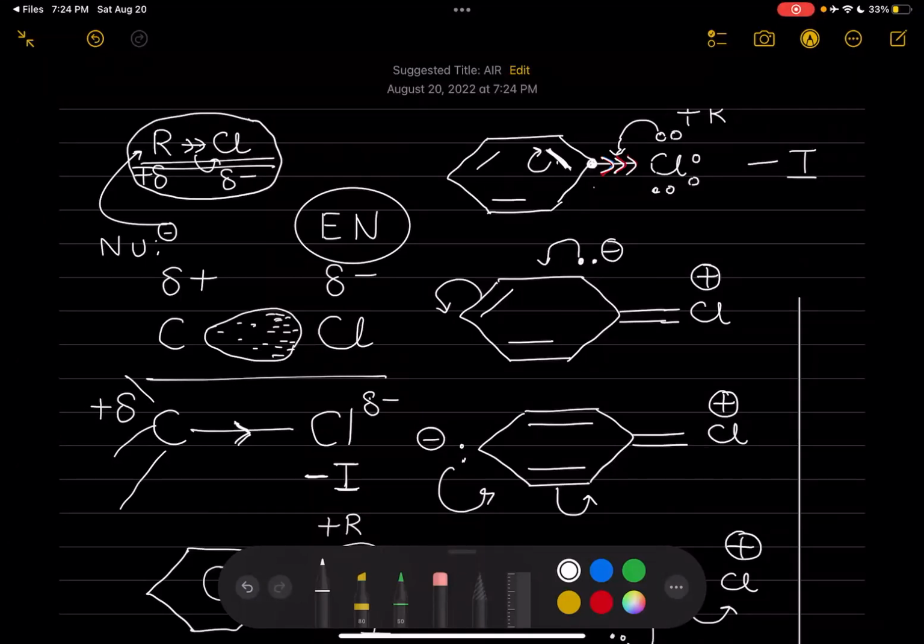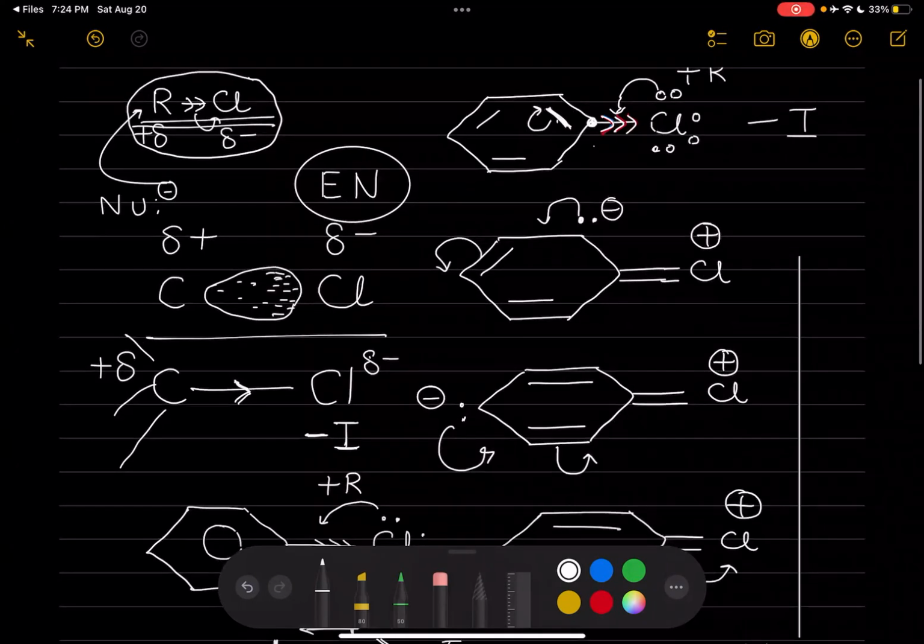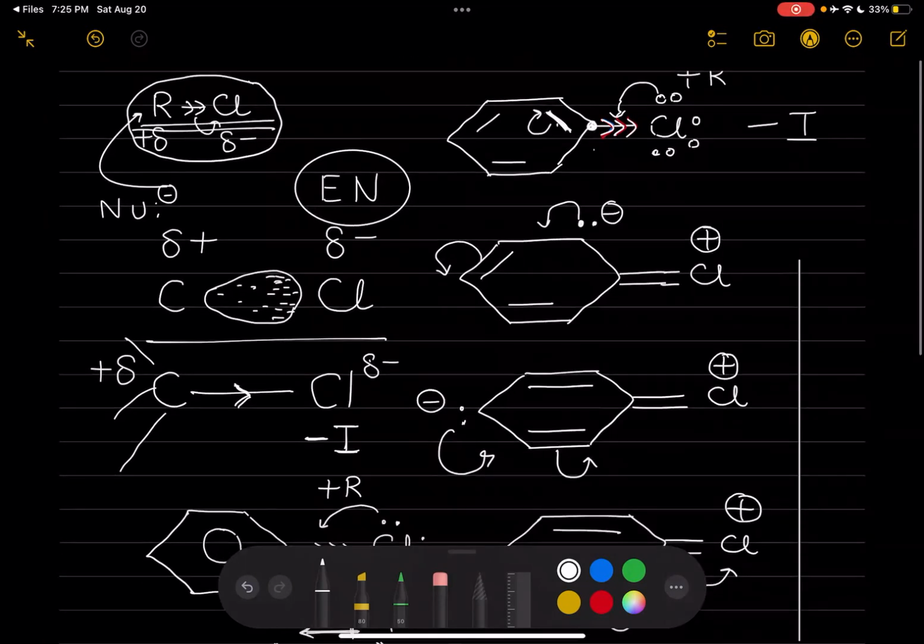Yes, sir. So aryl halides have a two-way electron movement, just like a train and a bus in a city. They move in different directions. There is no rule that if the bus is going in this direction, the train or the flight should also go in this direction. They have different movements.